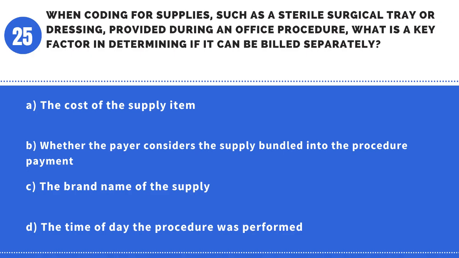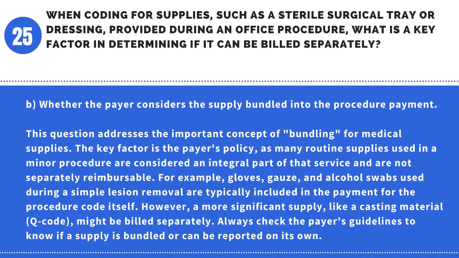Question 25. When coding for supplies, such as a sterile surgical tray or dressing provided during an office procedure, what is a key factor in determining if it can be billed separately? A. The cost of the supply item. B. Whether the payer considers the supply bundled into the procedure payment. C. The brand name of the supply. D. The time of day the procedure was performed. Answer: B. Whether the payer considers the supply bundled into the procedure payment.